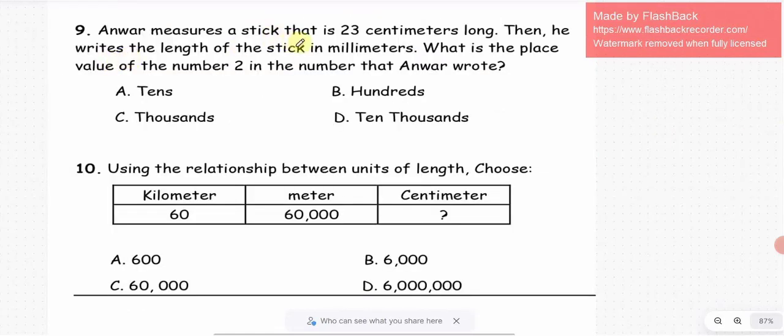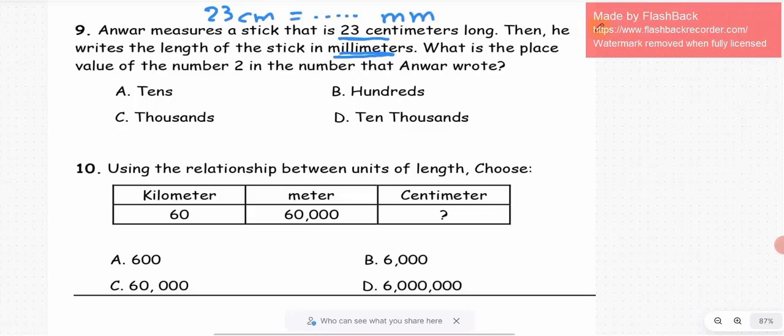Anwar measures a stick that is 23 centimeters long. Then he writes the length of the stick in millimeters. What's the place value of the number 2 in the numbers that Anwar wrote? I have to know the number that Anwar wrote first. Anwar wrote this 23 centimeters in millimeters. So we change from centimeter to millimeter. 23 centimeter equal how many millimeter?